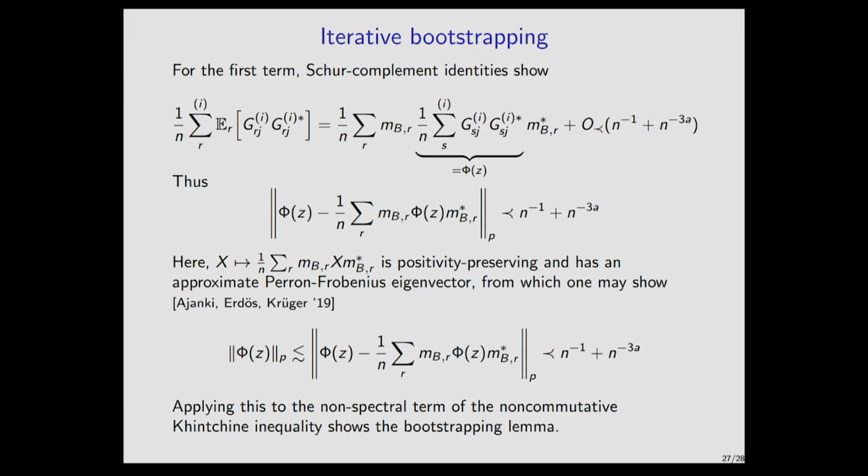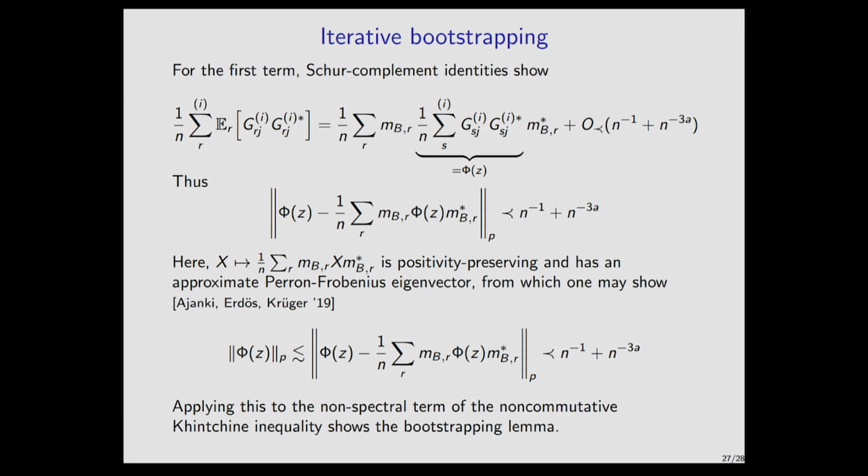This linear operator is something that's appeared in random matrix theory several times before, associated with this Dyson fixed point equation. The important property of this linear operator is that it's positivity preserving, and so it has a Perron-Frobenius eigenvector in the positive cone. In the infinite dimensional setting, it only has an approximate Perron-Frobenius eigenvector. And there's an argument in this paper by Ajanki, Erdős, and Krüger that shows that because of this positivity preserving property, you can argue that this linear operator is actually quantitatively invertible. And therefore, from this quantitative invertibility, we can deduce that the norm of this error phi itself is bounded by the norm of this linear operator applied to it, which then is bounded by this.